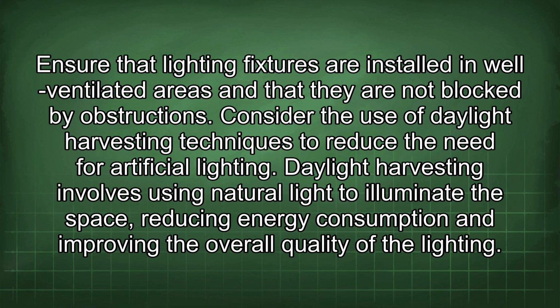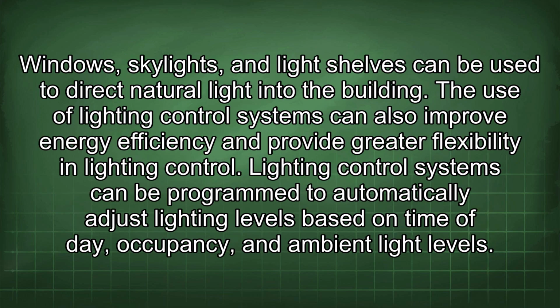Consider the use of daylight harvesting techniques to reduce the need for artificial lighting. Daylight harvesting involves using natural light to illuminate the space, reducing energy consumption and improving the overall quality of the lighting. Windows, skylights, and light shelves can be used to direct natural light into the building.